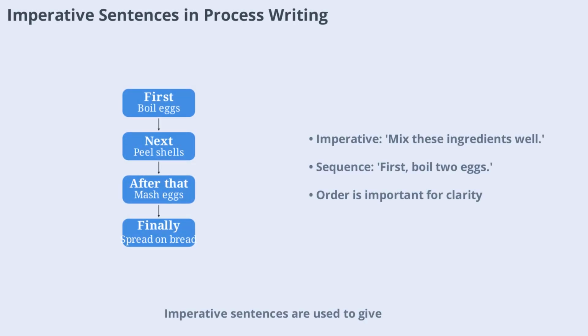Imperative sentences are used to give directions or commands in process writing. They start with the base form of the verb, like mix, add, or spread. Sequence words such as first, next, and finally help readers follow the order of steps. Using imperatives makes your instructions clear and easy to follow.